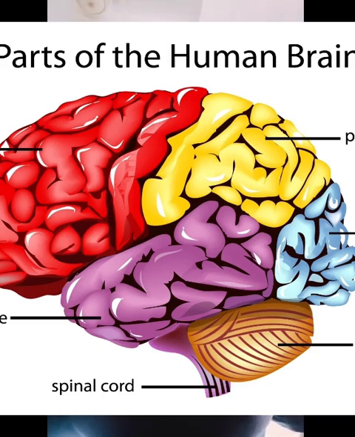perception, and speech production. Number two is parietal. Parietal is responsible for sensory processing and spatial awareness. Spatial awareness includes the cognitive ability to understand your body's position in relation to the surrounding area. Number three is the temporal lobe, responsible for hearing, memory, and language comprehension. Number four is the occipital lobe, responsible for vision control.